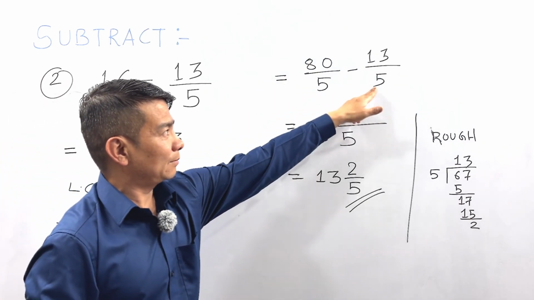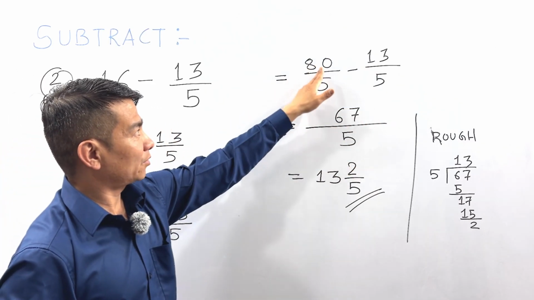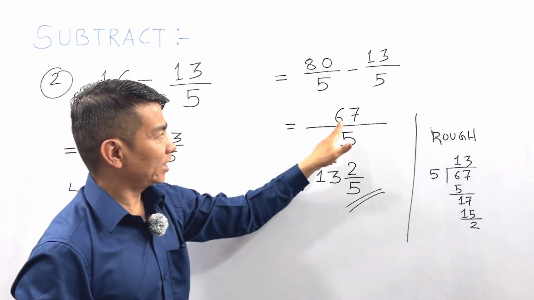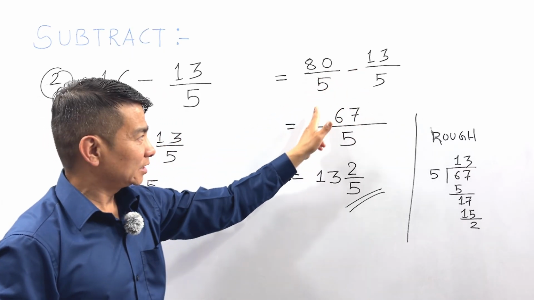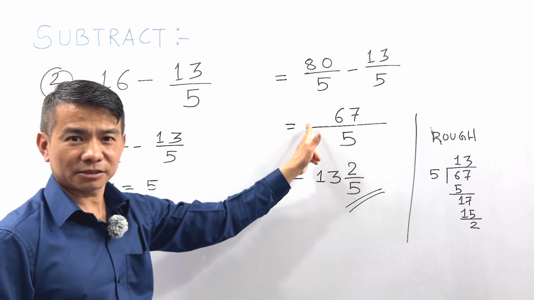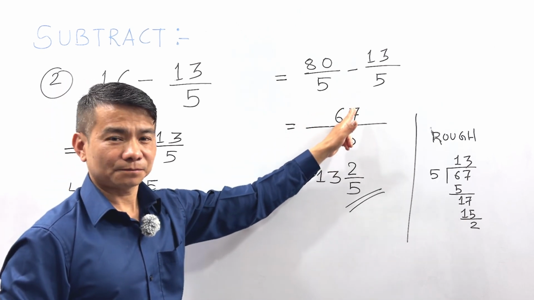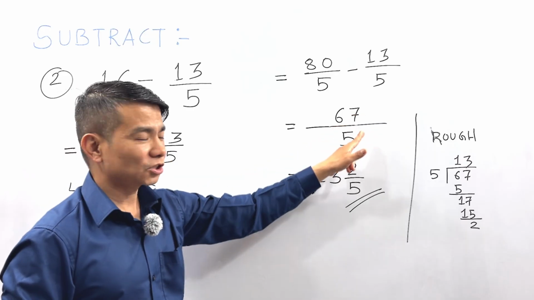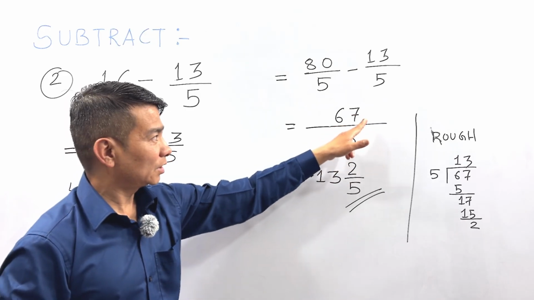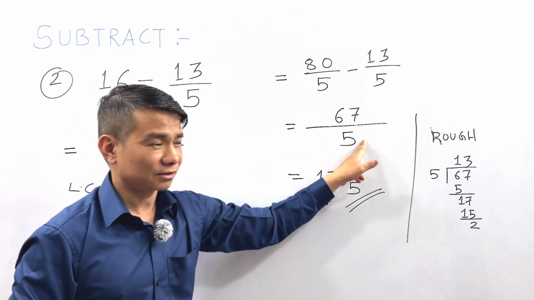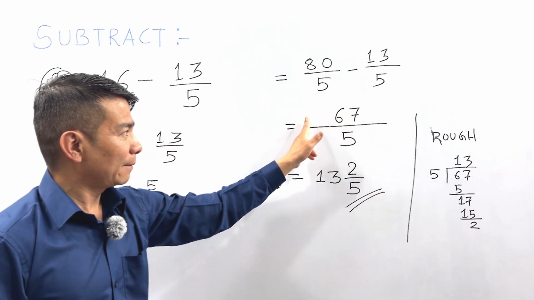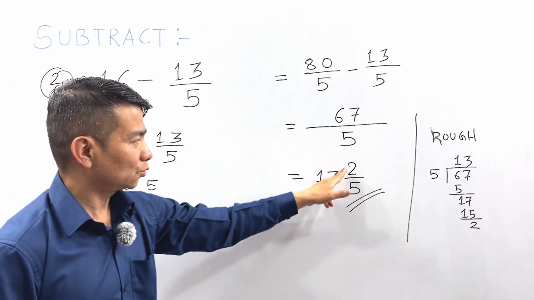Now these two denominators are the same. So we write here 5. And when we subtract 80 minus 13, we get here 67. This is in the lowest form because we cannot divide these two numbers by any common factor. But this is an improper fraction. That's why we converted this to the mixed fraction, that is 13 whole 2 by 5.